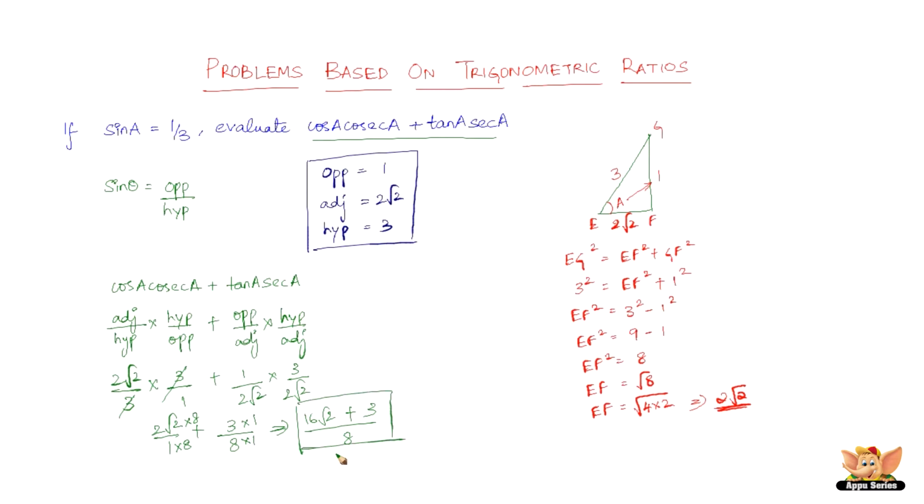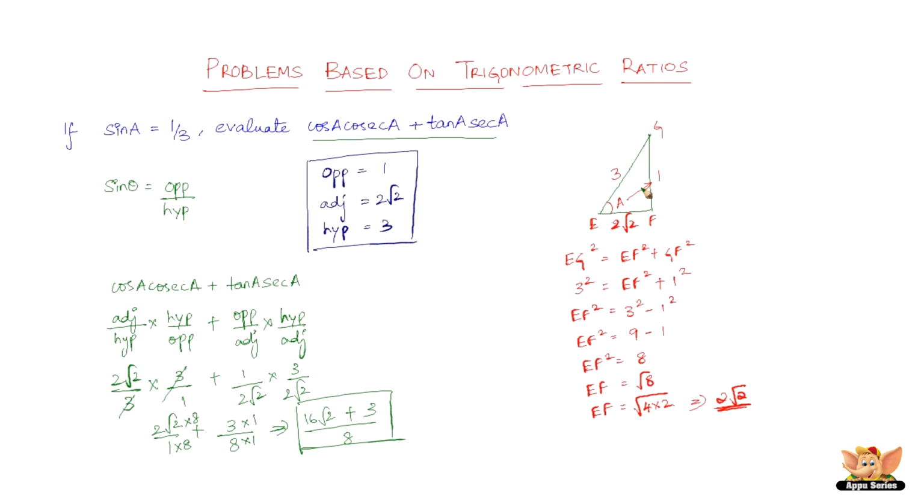So this is the required answer, or this is the required value when you evaluate cosine A into cosecant A plus tangent A into secant A. So to just summarize the way we solve the problem, all we need to do is just see what is the data that is given. The data that is mentioned here is the sine function and its ratio, which is 1 by 3. So since it is sine, we've got the values of opposite and hypotenuse. All we need to do is find the other one.